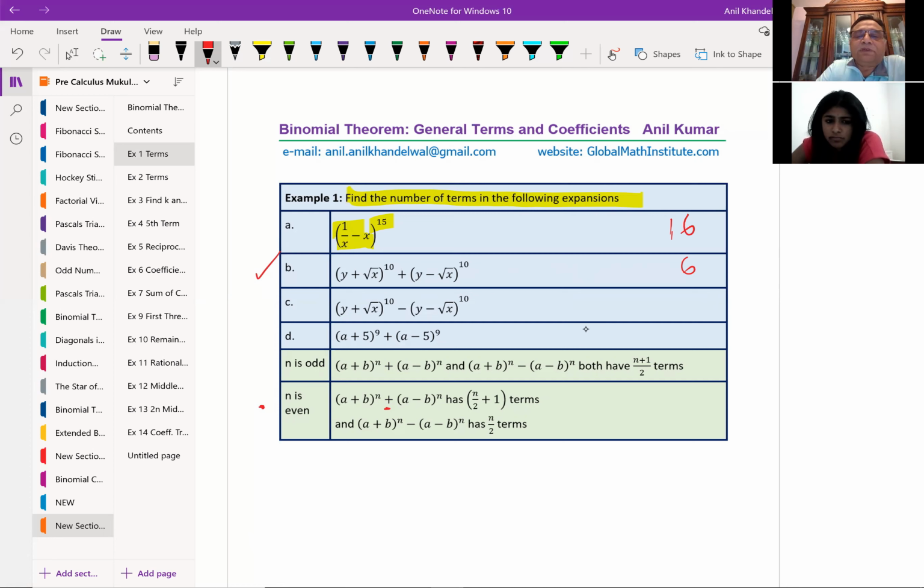The second time, when we have this same equation but with a negative, in that case, how many terms will be there? It'll be 5. This is exactly 5. We should be very clear about these formulas.